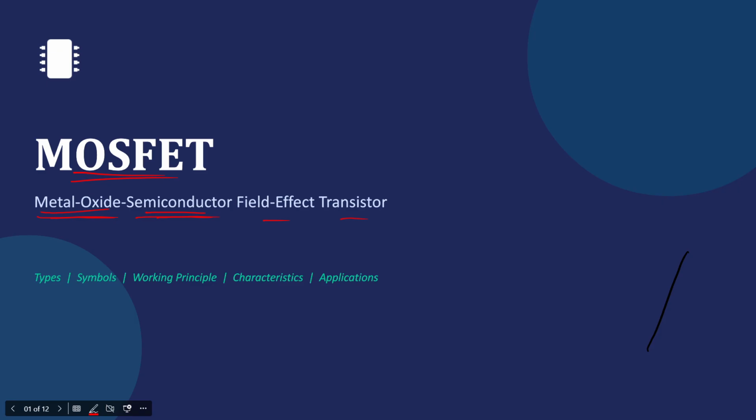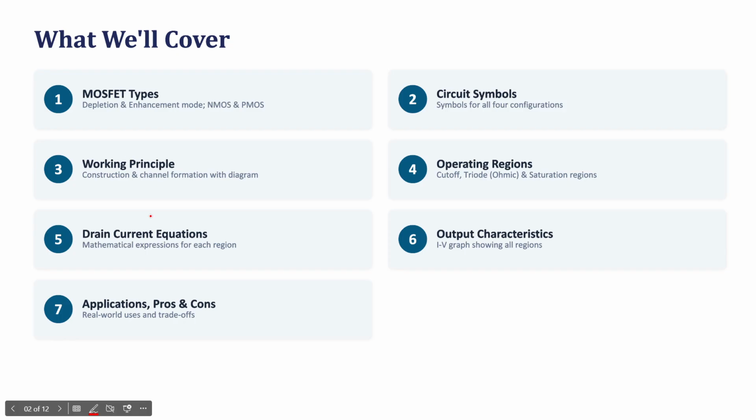So let's see what are the things we are going to discuss. We will cover these topics in this video. The topics we are going to discuss are the types, the circuit symbols, the working principle, the operating regions of the MOSFET, and the drain current equation. There is a flow of current, and the output is going to be obtained as the current.